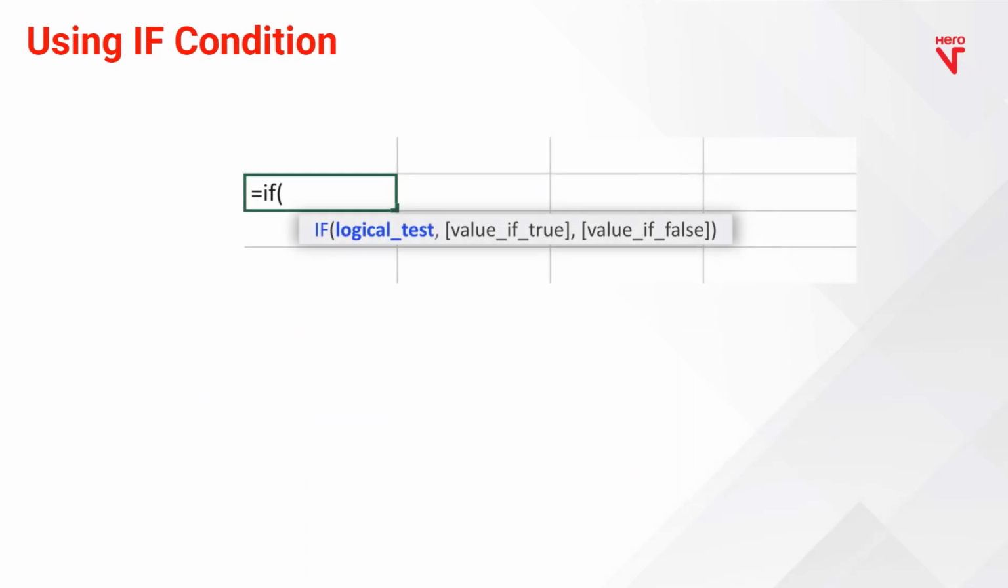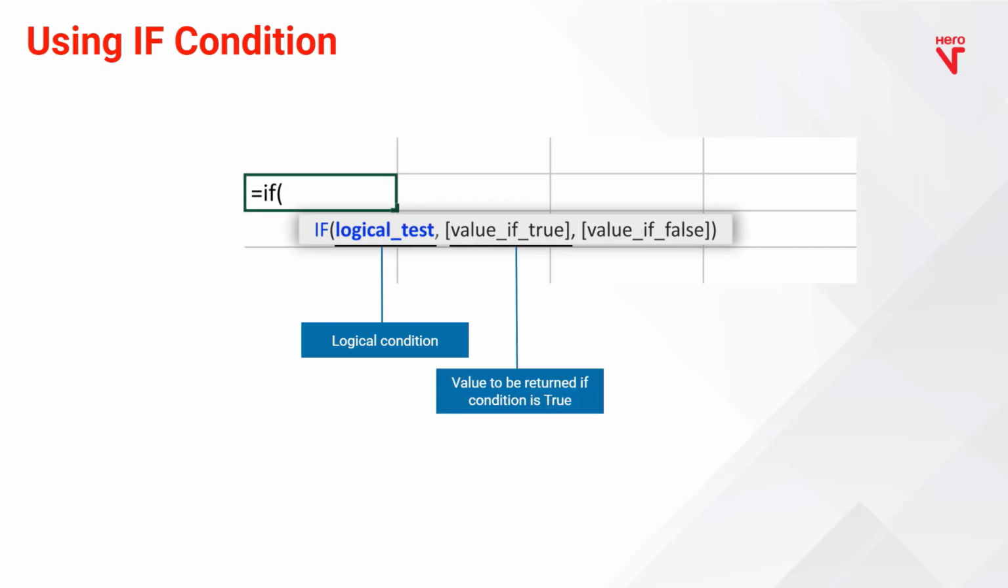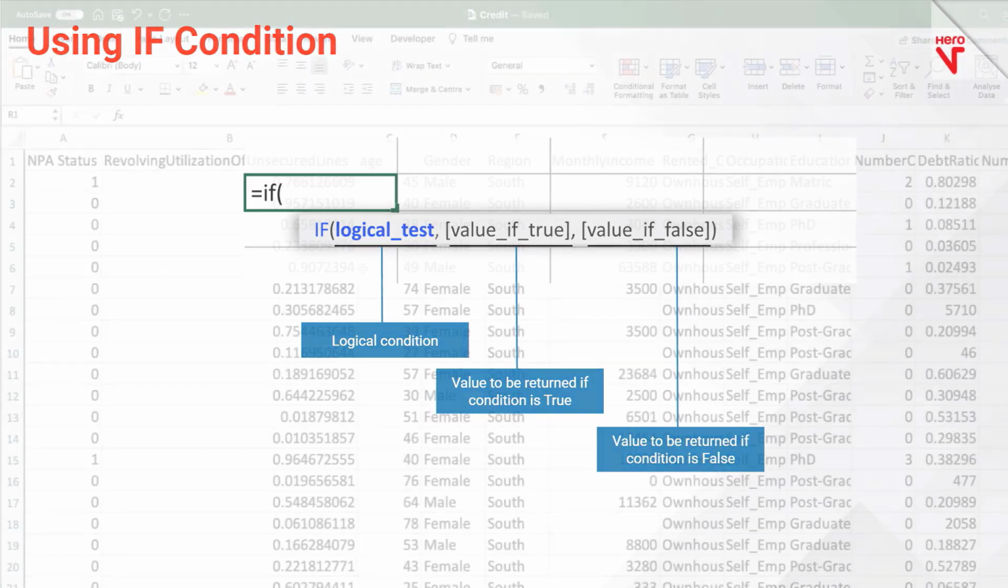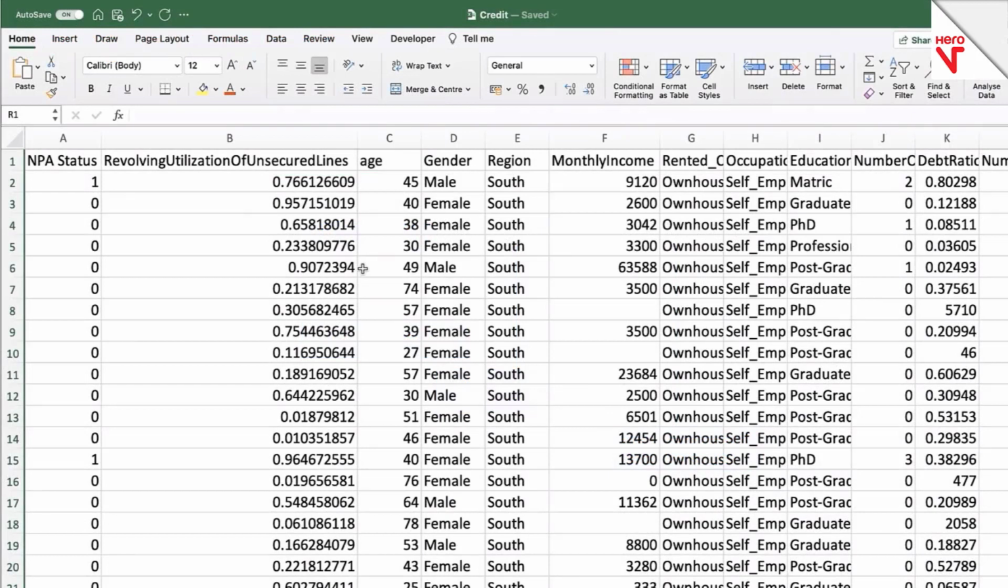This statement takes three parameters. The first one is the logical condition. The second one is the value to be returned if the condition is true. The third one is the value to be returned if the condition is false. Let us now see how we can use the if statement in Excel.